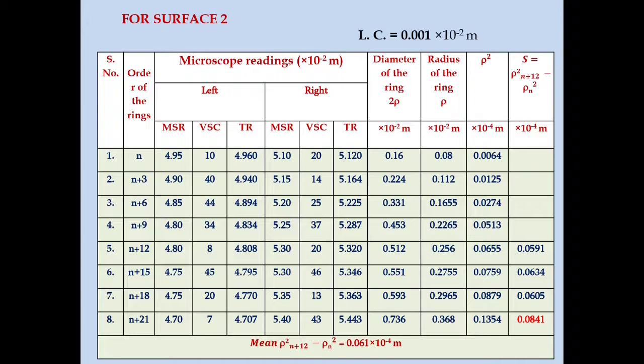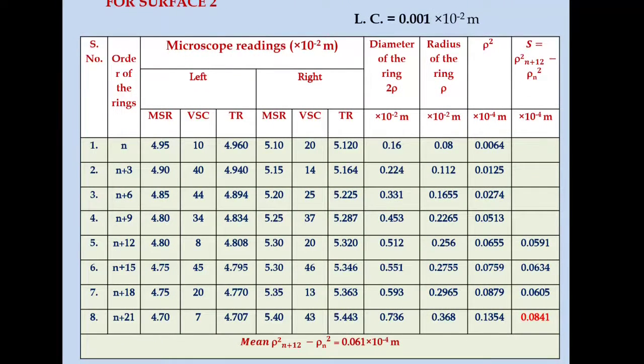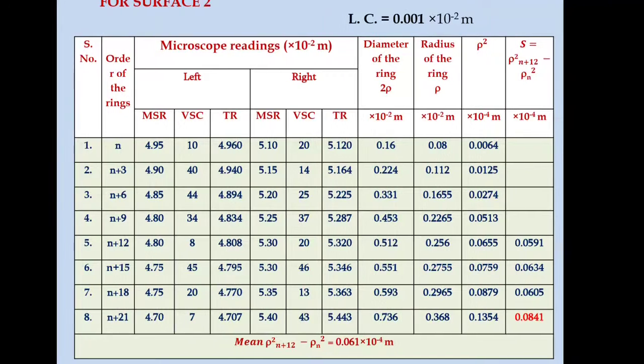Again, the calculation for this will also be done in the same manner as the previous table. Again, we have got 4 values in the last column. In the last column, you could see the values are not consistent. Only 3 values are consistent. In the last row of the last column, rho square n plus 12 minus rho square n is 0.084, so it deviates from the other values.